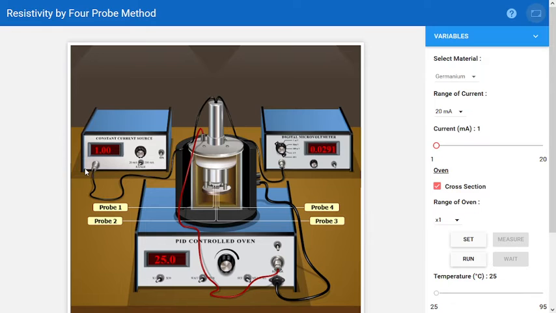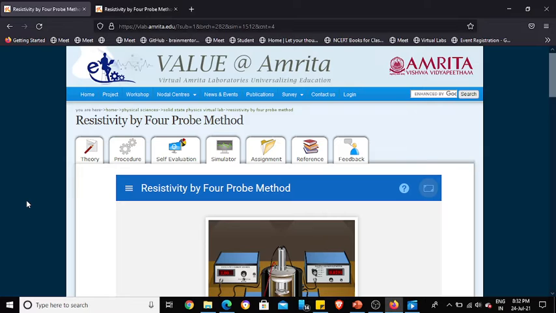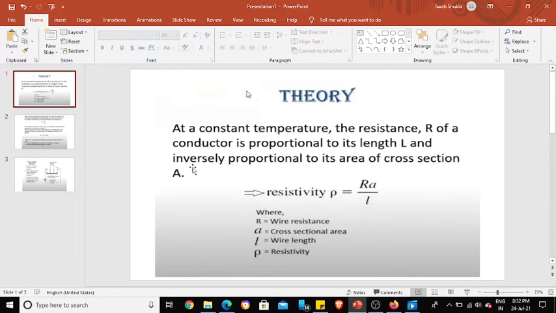So the next is theory. I will try to explain it in short. To know the resistivity, first we have to find the resistance. By using the voltmeter and ammeter method, we can find resistance easily. Just measure the voltage across the resistance and the current. We get V by I is equal to R. And now that we have the resistance value, we can calculate resistivity, which is equal to RA by L. And this is one way to find resistivity.